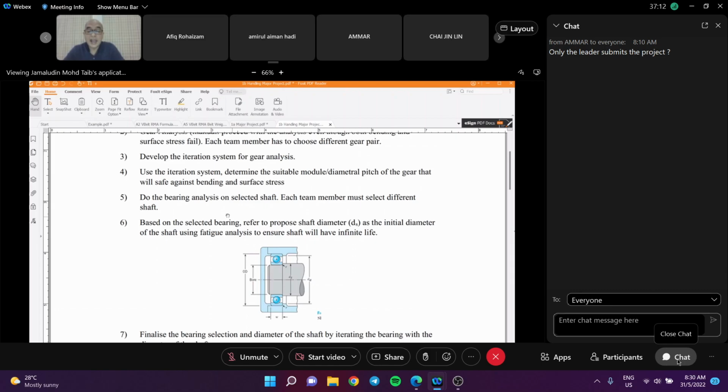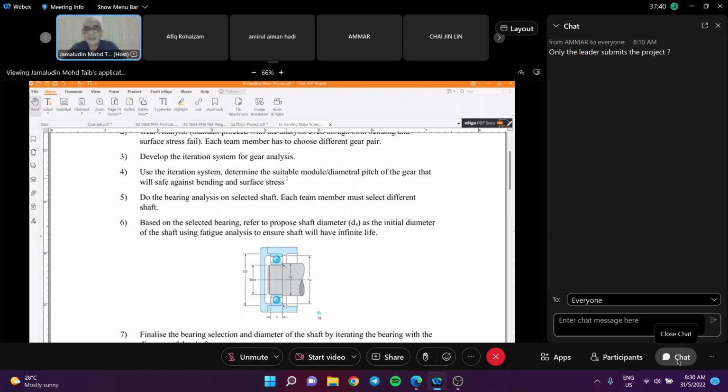Okay, at this time, remember that after you have the shaft here, you can start doing the free body diagram. Because you have the gear, you have the shaft, all the dimensions: the length between gear 1 and the bearing, between gear 1 and gear 2, and between gear 2 and the other bearing. You have to set that.